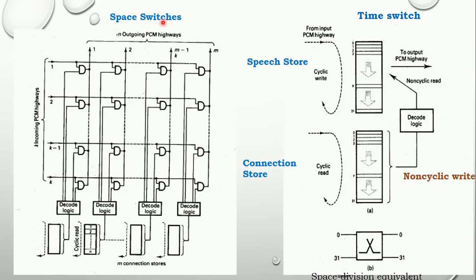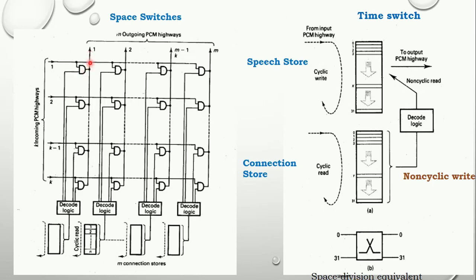If you have a comparison of space switch and time switch, then it will be clear. The space switch has K incoming PCM lines and M outgoing PCM highways, and it is connected in a cross point manner, and in a cross point you'll be having an AND gate. I hope you know how the AND gate will work. Whenever both inputs become 1, then the output of the AND gate will be 1.